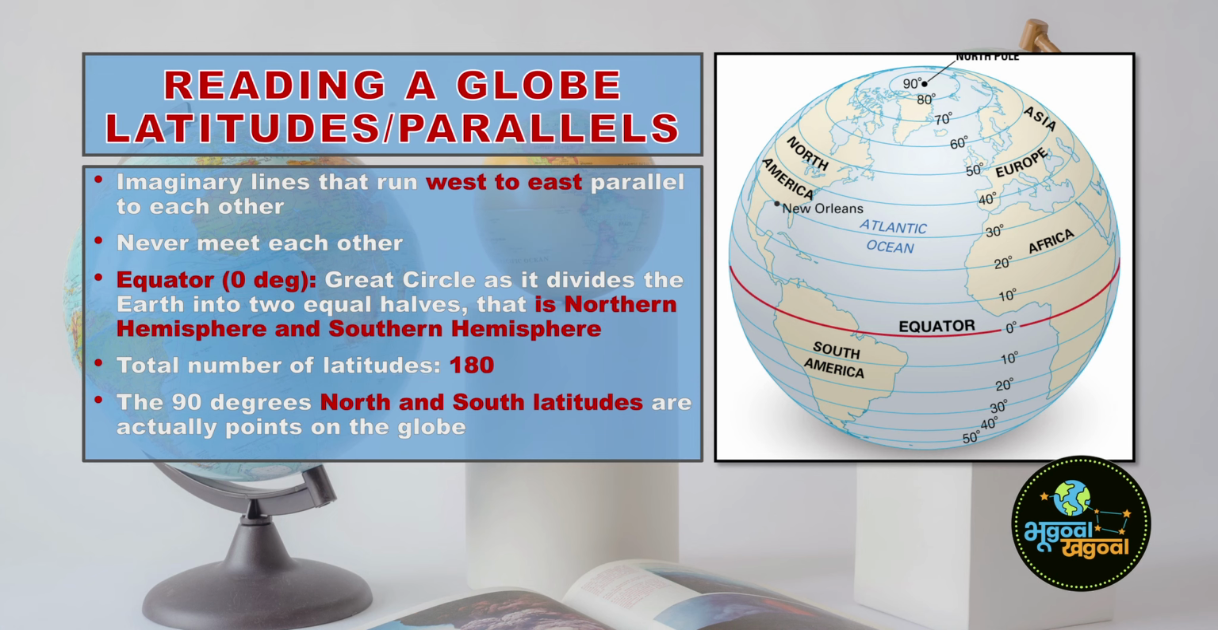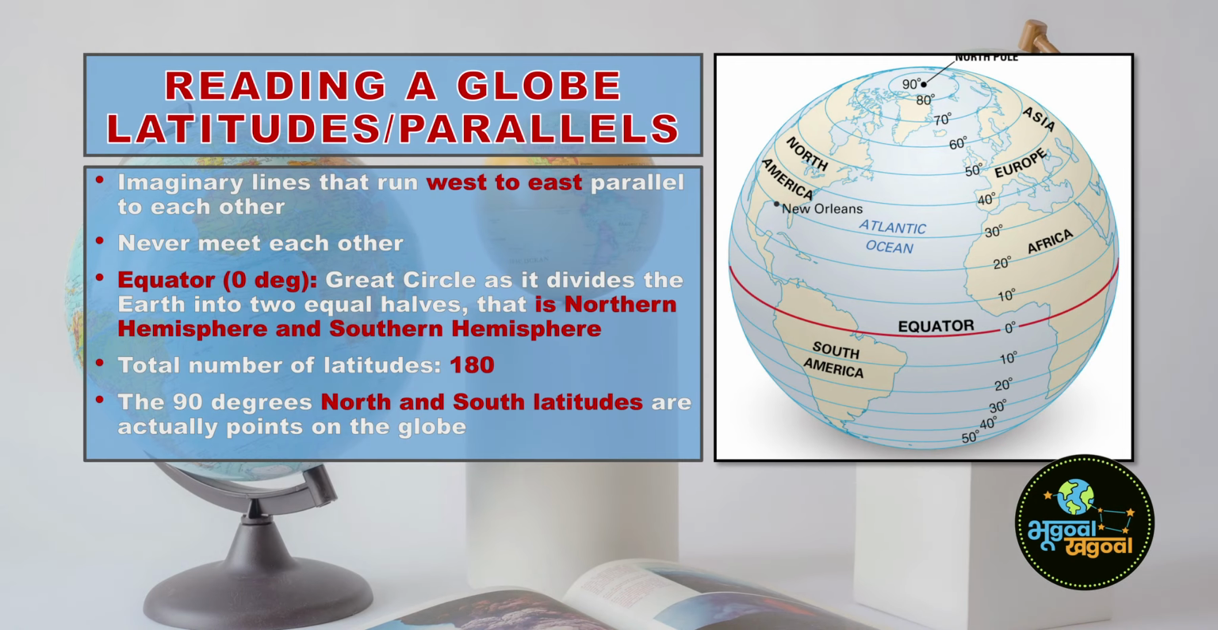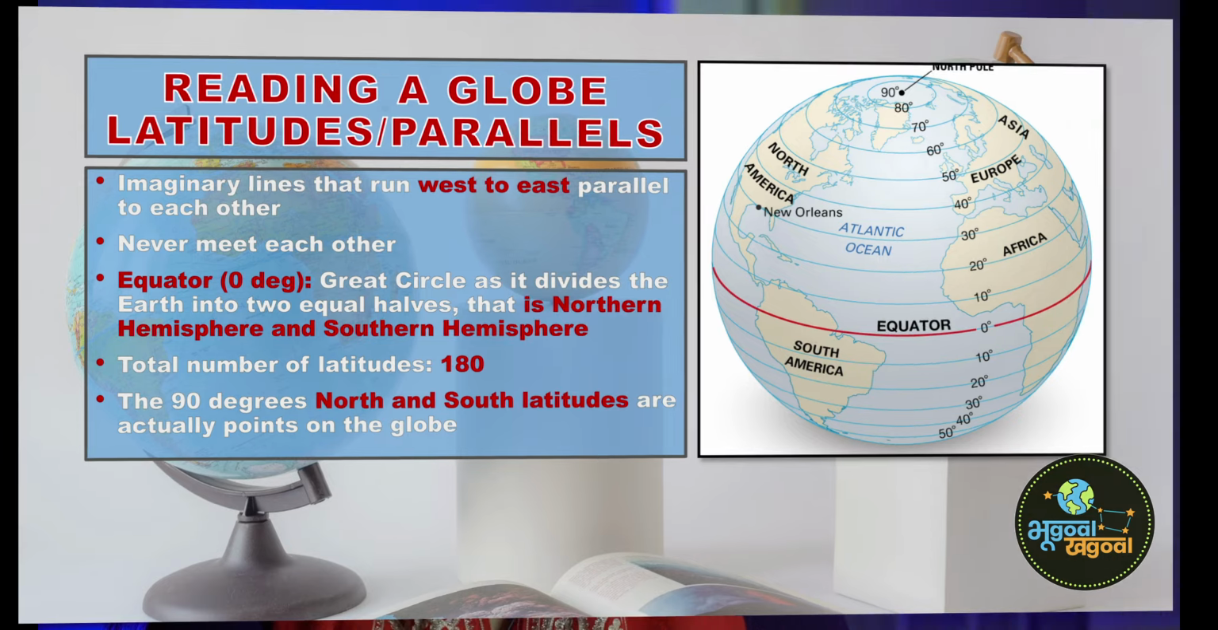As we go north, the latitudes number from 0 degree to the north pole, that is 90 degree north. Whereas to the south, the numbers increase from 0 degree to 90 degree at the south pole. So in all, there are 180 latitudes on the surface of the earth which are drawn by human beings to understand the earth better.